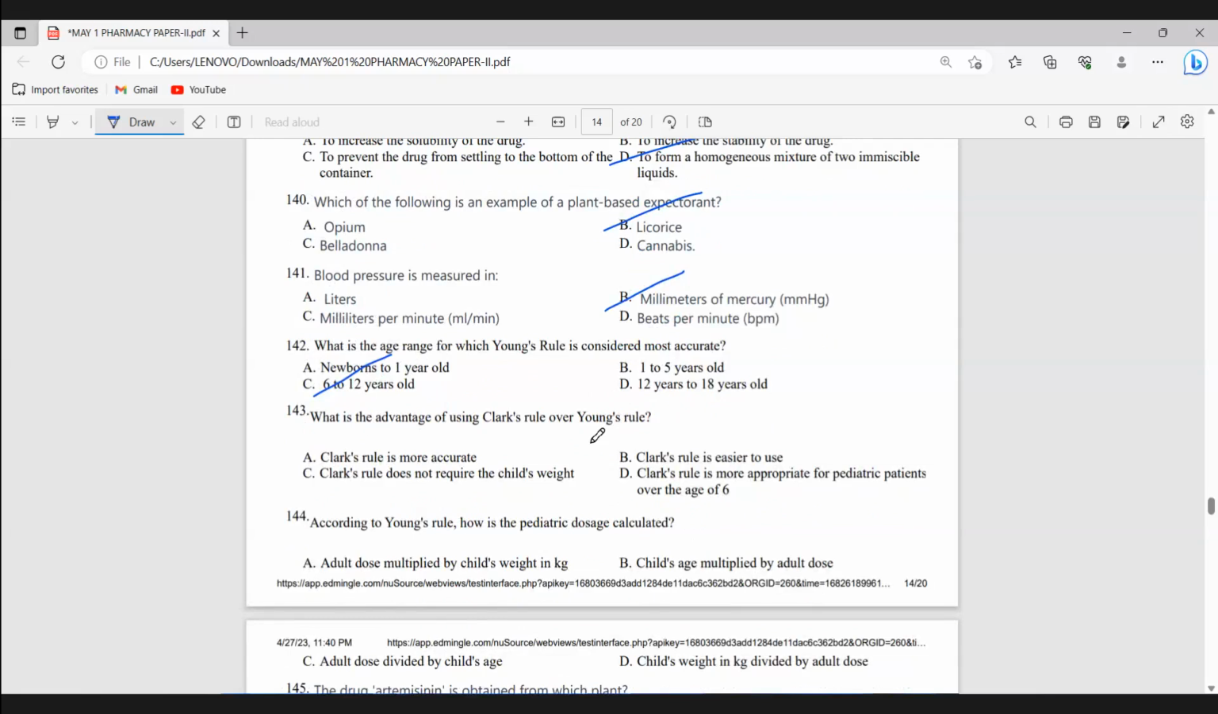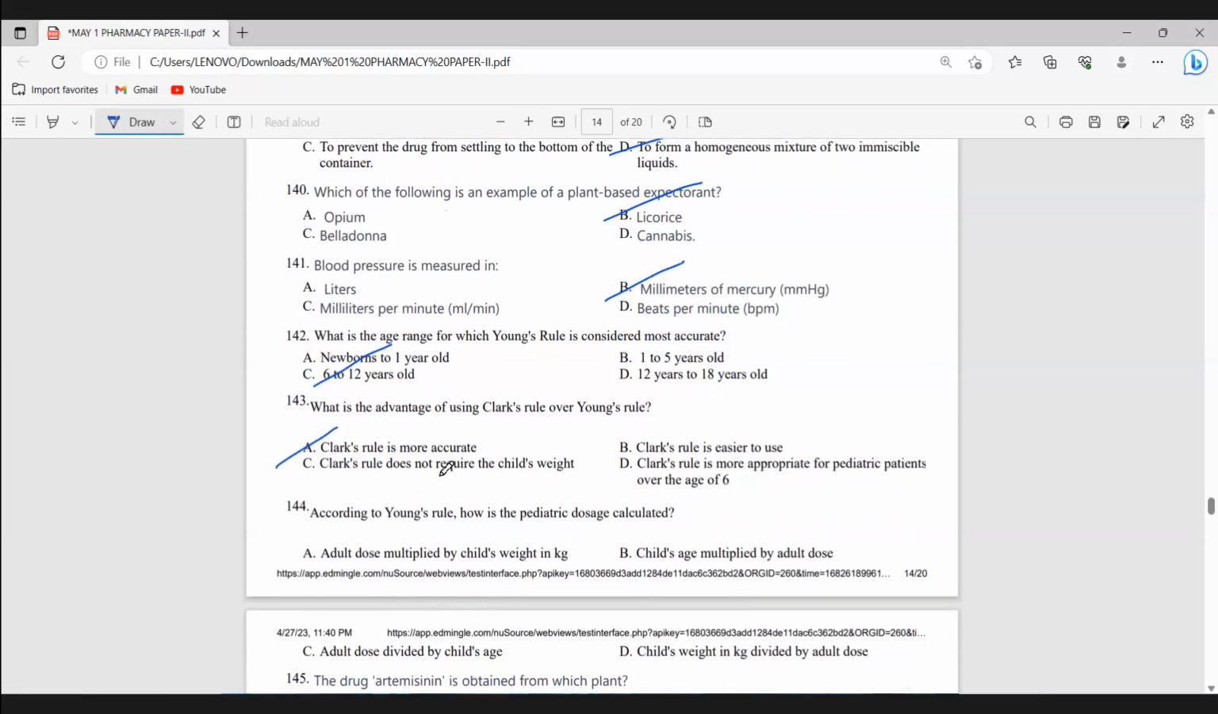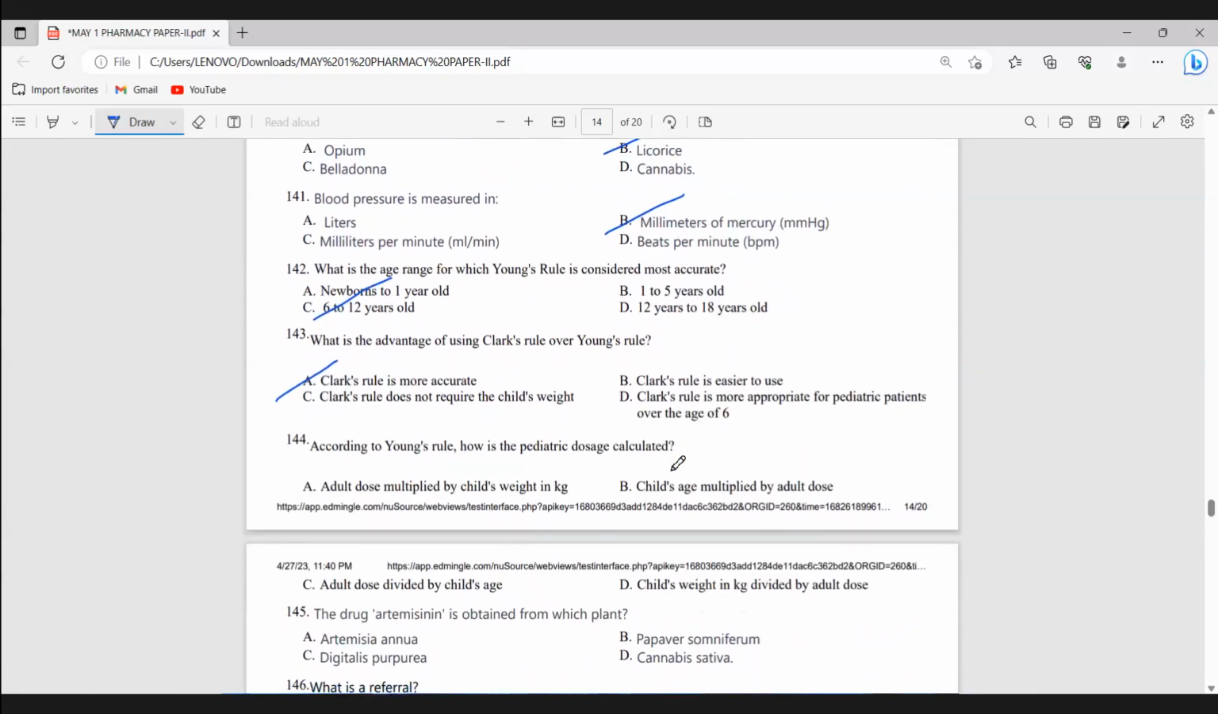143. What is the advantage of using Clark's rule over Young's rule? Clark's rule is more accurate. This is the reason. Clark's rule is easier to use. Accurate would be the correct answer. Easier to use is not it. Option A is correct.